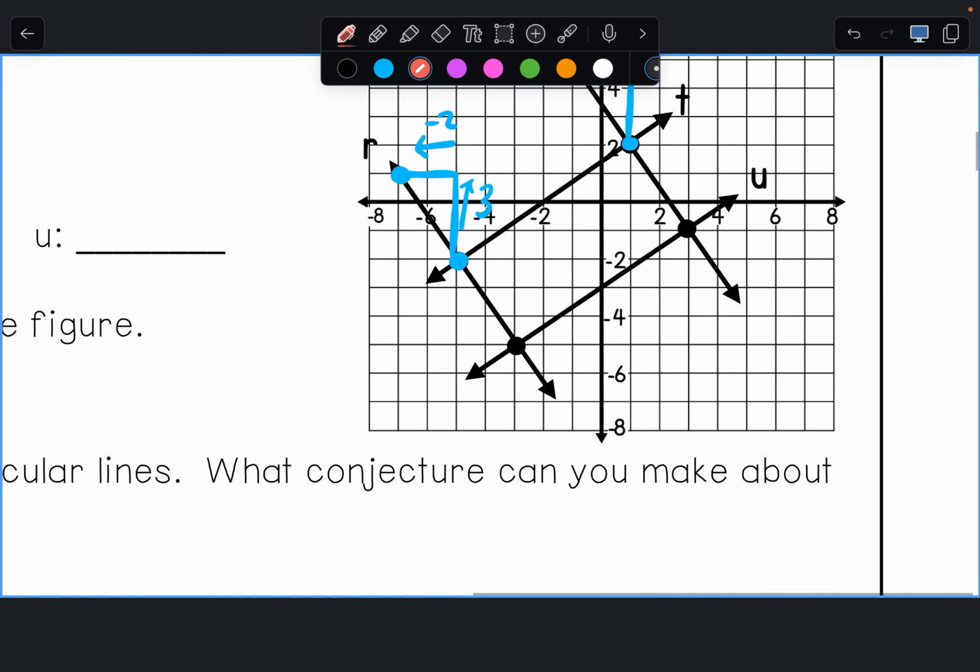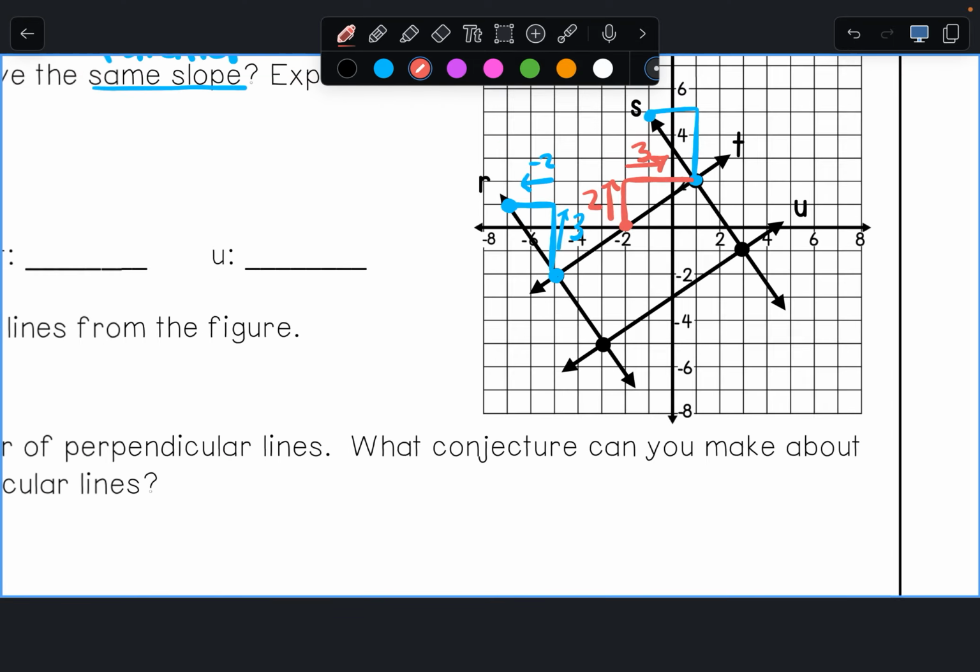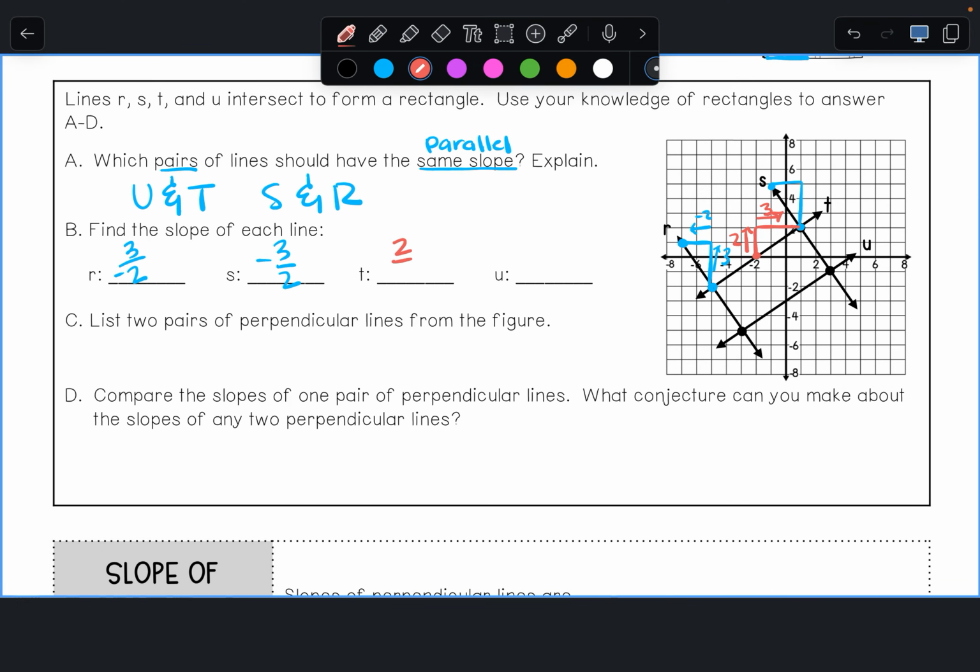Now let's find the slopes of T and U. For T, I'm going to use this right here. Okay, what's the rise? 2. And the run? 3. So positive 2 over 3. And for U, it'd be the same. We can use these two points. Because they are parallel, U will also have the same slope as T, right?